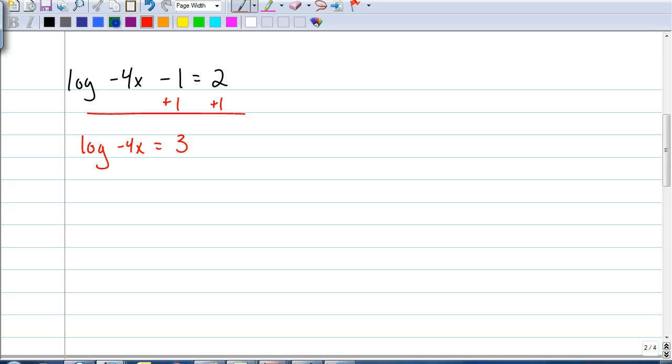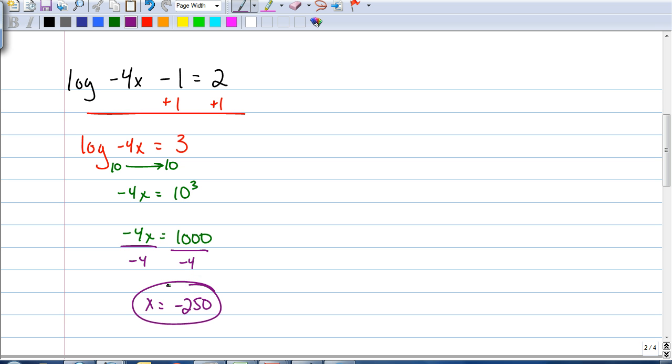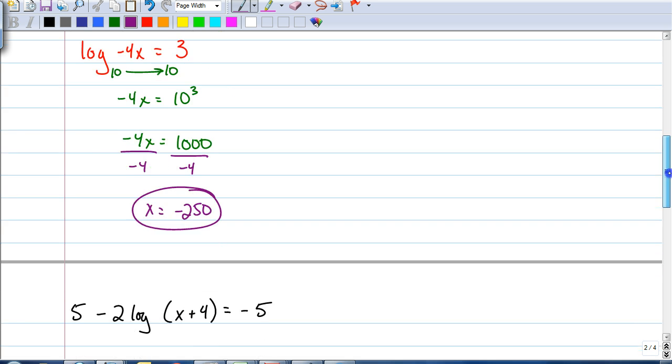So to change this to exponential form, slide the 10 over, so it's negative 4x equals 10 cubed, which is 1,000. And if I divide both sides by negative 4, the last step is to get the x by itself. So I'm going to divide by negative 4 and get x equals negative 250. Pretty simple. But what if we have one like this last example?